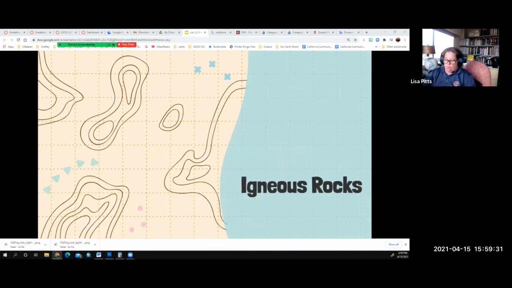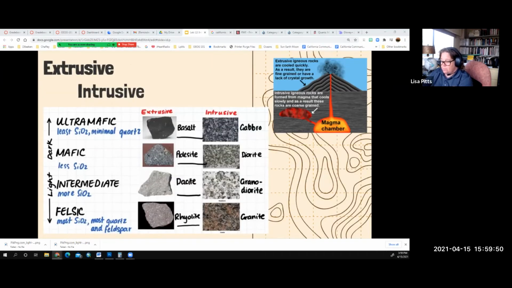All right, so first we'll talk about igneous rocks. They are the most abundant. It's where all rocks on our planet started. All rocks at one point were igneous rocks. Most igneous rocks are buried below the surface, but they're covered with sedimentary rock. So we don't really see how much igneous rock there really is on the earth.